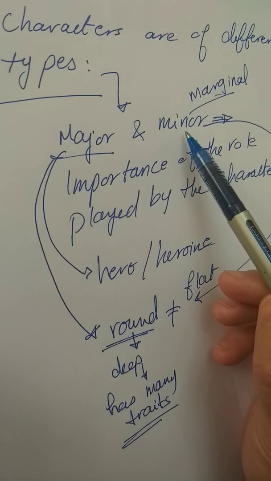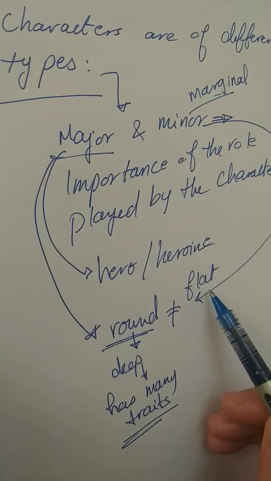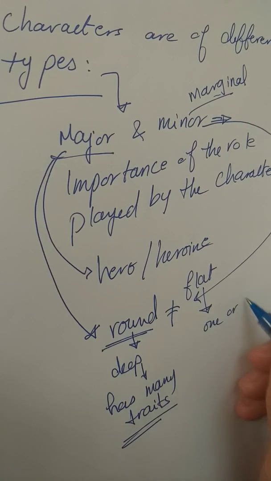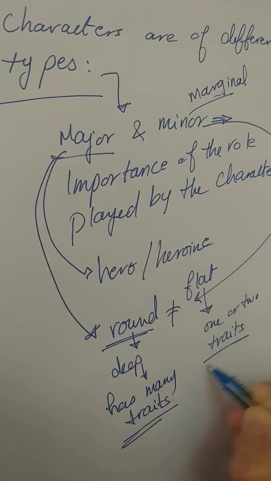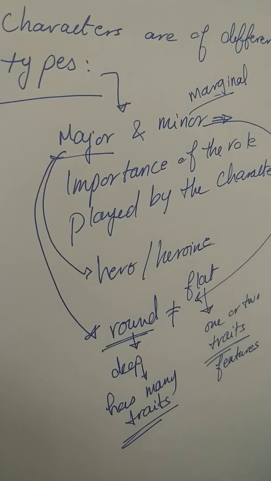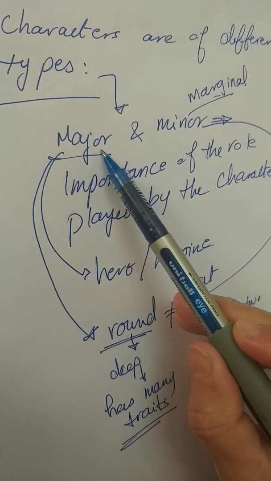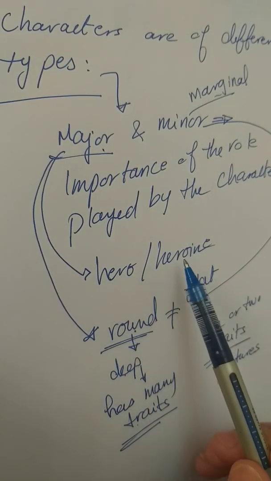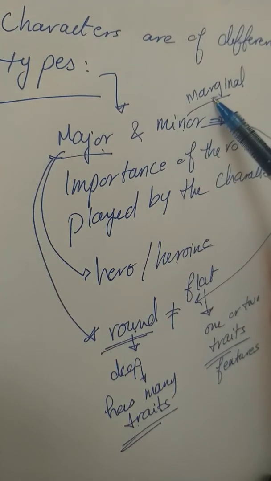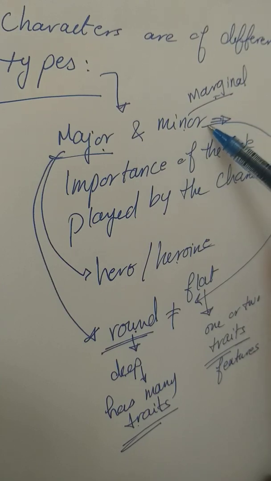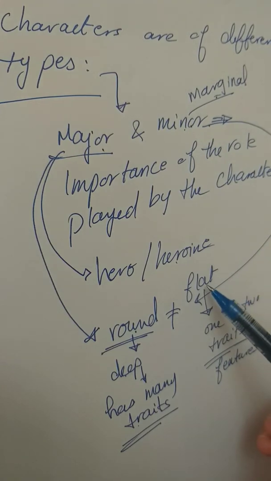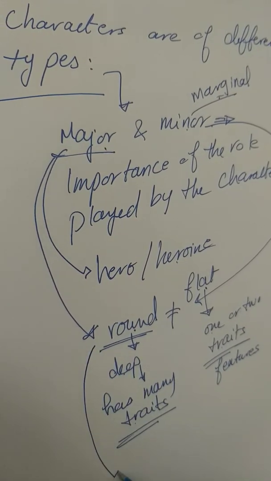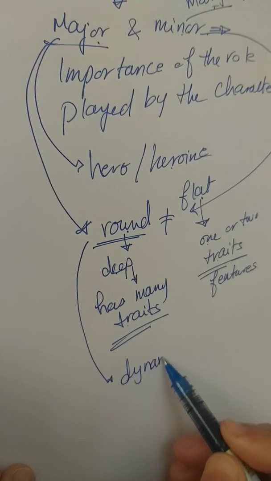On the other hand, a minor character, الشخصية الثانوية, is a flat character, شخصية سطحية. Flat because he is not a deep character, he is just a flat character, which means he has one or two features or traits. Traits means features, خصائص, right? سمات. Again, a major character is a round character, and he is usually a deep character because he has many traits. And usually the major character is the hero or the heroine. Now, the minor character is a marginal character. He plays an insignificant role or a minor role in the story. That's why a minor character is a flat character and he has or she has only one or two traits or features.